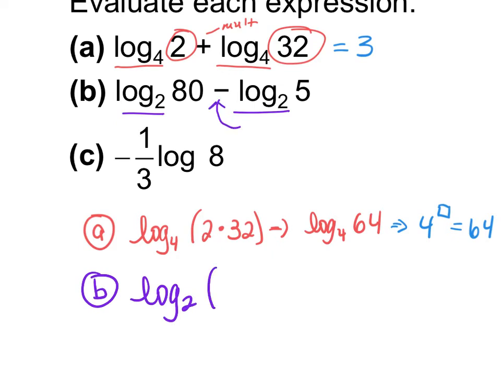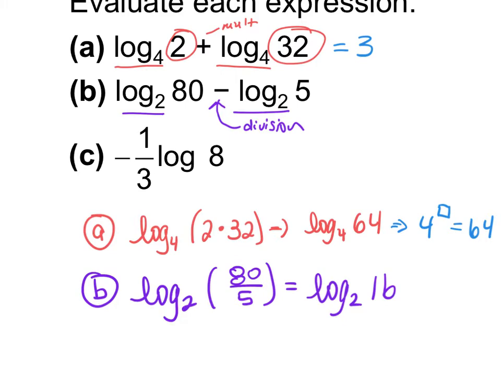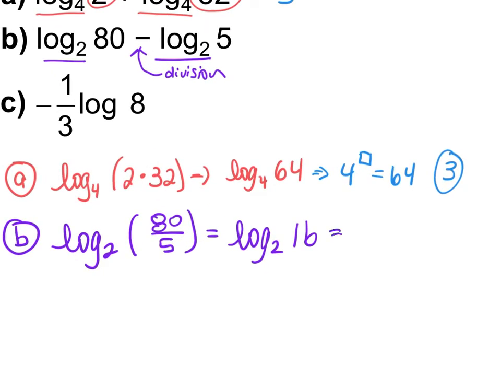And then it's what? 80 divided by, not infinity, 80 divided by 5, because division and multiplication go together. Subtraction becomes division when we're going the opposite way. So now you guys just took that and condensed it. Now we can simplify this, because log 2 of 80 divided by 5 is the same thing as log 2 of 16.